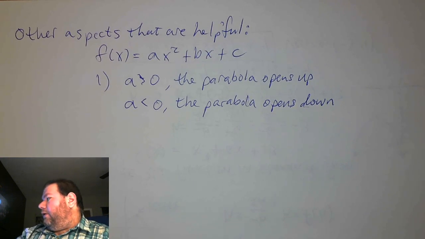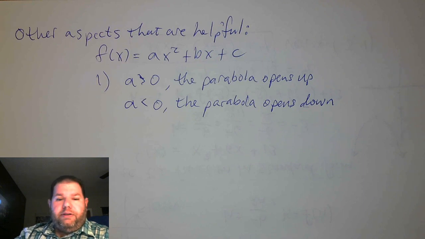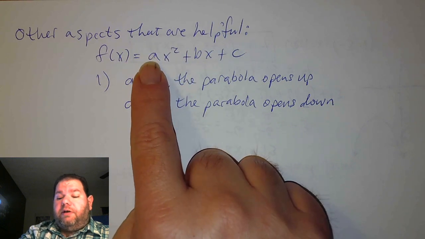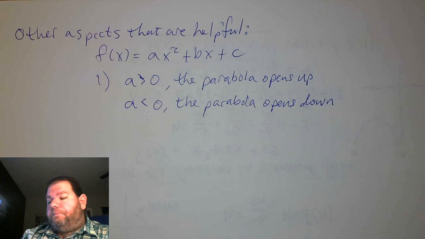So, we said here that there are some other aspects that are helpful in graphing the function. One is that the sign of the value of a tells us if it opens up or if it opens down. And that actually coincides with what we learned from section 3.5, where if it was multiplied by a negative, it would reflect the graph downward. That same principle is seen here. Because if it's multiplied by a negative, we'll have a negative a value, which will result in a parabola that opens down.